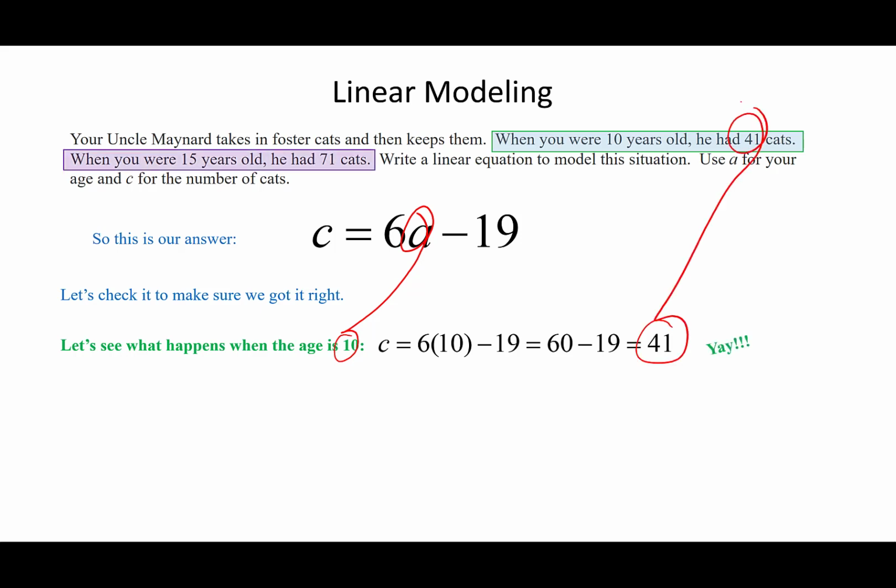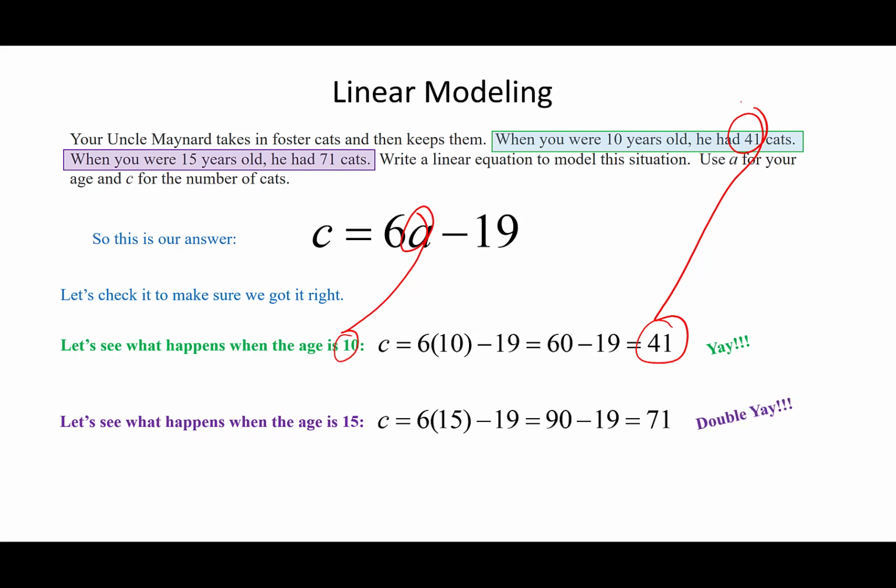And of course, we need to make sure that this works also. 15 years old, he has 71 cats. What happens when we plug in A is 15? It does indeed equal 71. Double yay. We know we're right. And so this is the lovely answer to our problem.